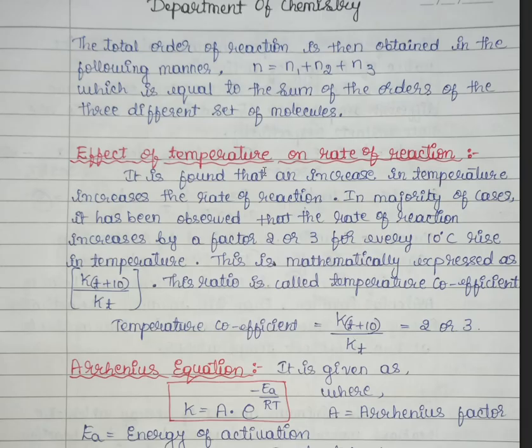Next, we will discuss the effect of temperature on rate of reaction. It is found that an increase in temperature will definitely increase the rate of reaction. A rise in temperature of 10 degrees Celsius will increase the reaction rate by 2 or 3 times for every 10 degree rise in temperature. That is given in a ratio form. The ratio K of T plus 10 divided by K of T is called the temperature coefficient. That will be equal to 2 or 3, which increases the rate of reaction.